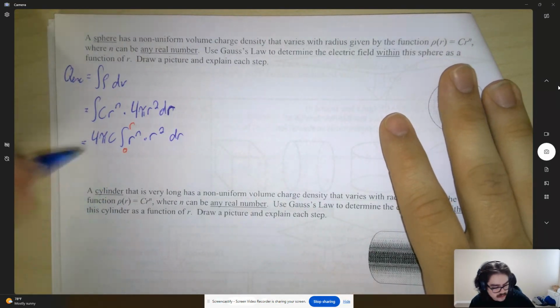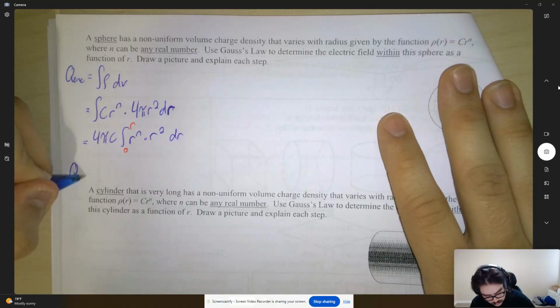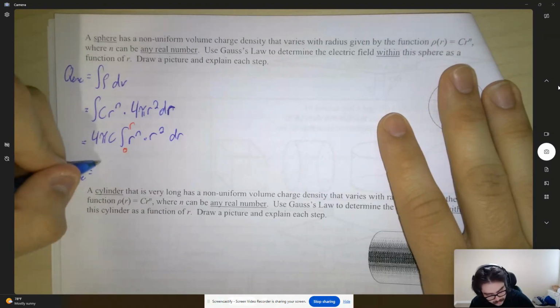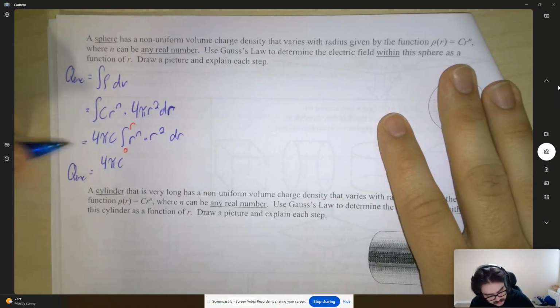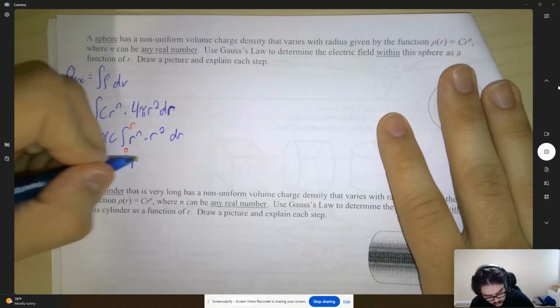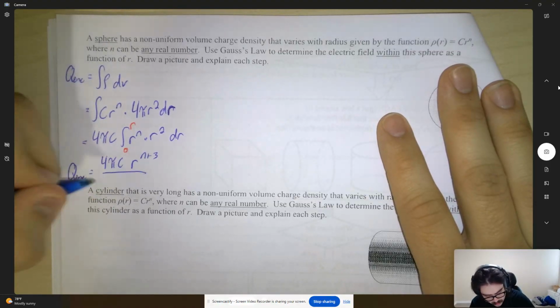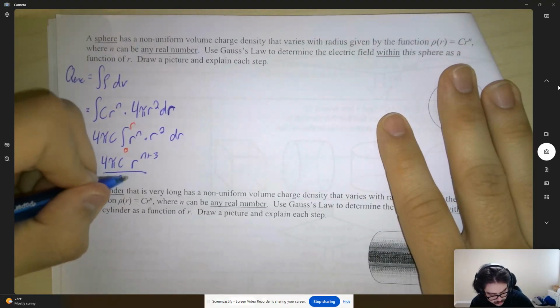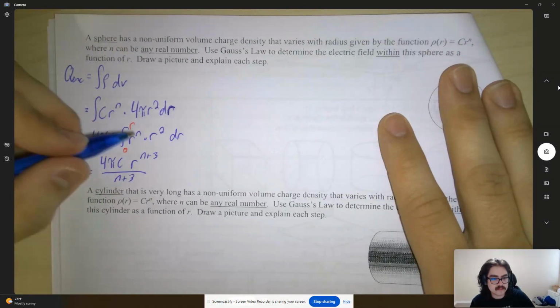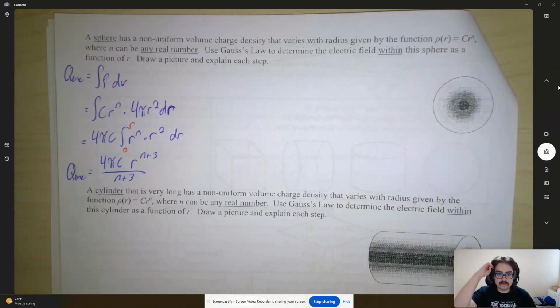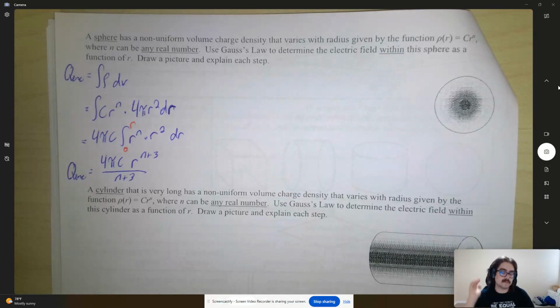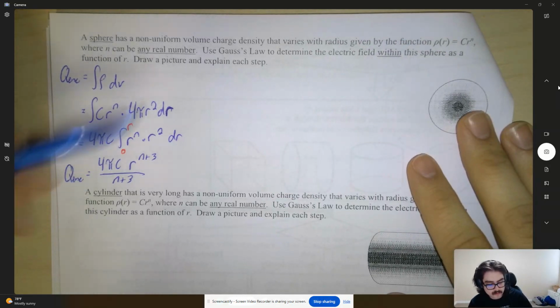This is going to turn into Q enclosed is equal to 4 pi c times r to the n plus 3 over n plus 3, okay? Because this becomes n plus 2, and then when you integrate it, you increment the exponent by 1. Okay, so there's my Q enclosed.